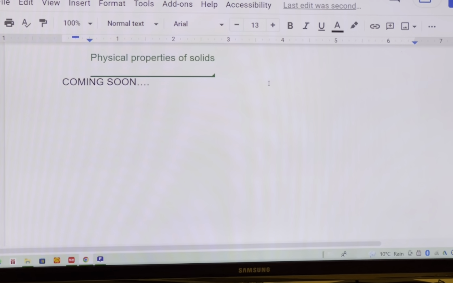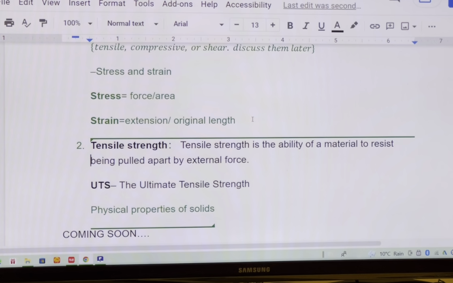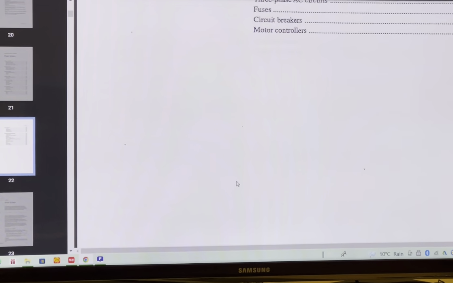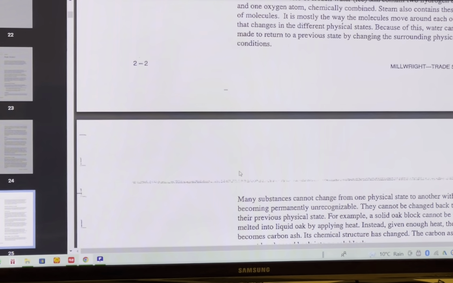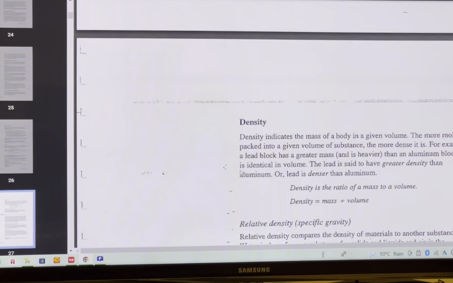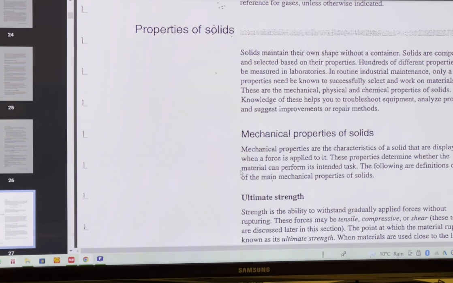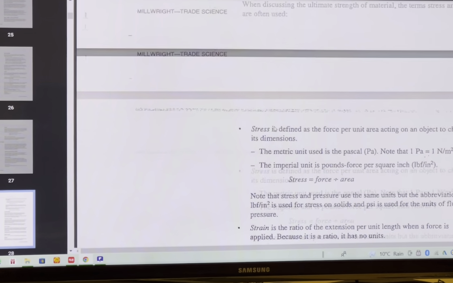Next. Physical property of a solid, mechanical property of a solid. Stress and strain.